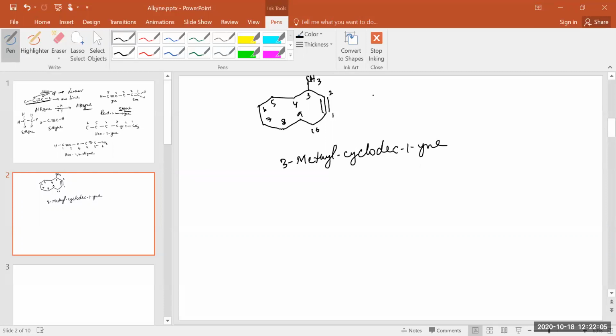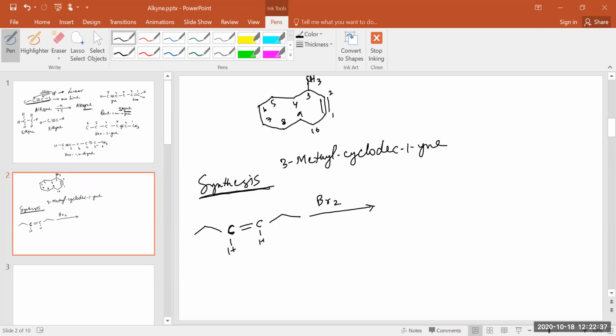Now let's talk about the synthesis of alkynes. How do we make alkynes? There are several methods, but we'll talk about just one. Suppose you have a carbon-carbon double bond like this molecule, and you have hydrogen. To go from alkene to alkyne, first you need to add bromine. You know that bromine will be added in a trans fashion like this.